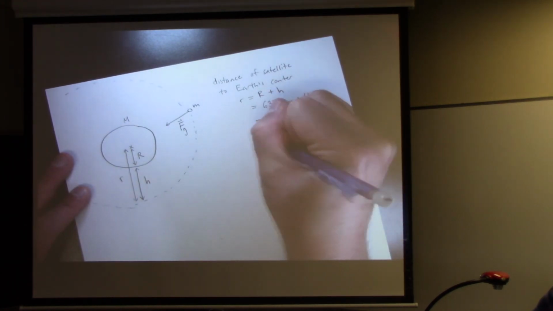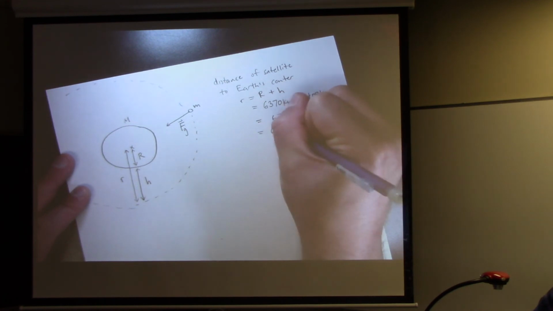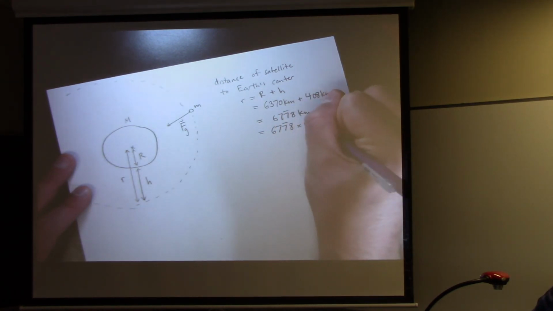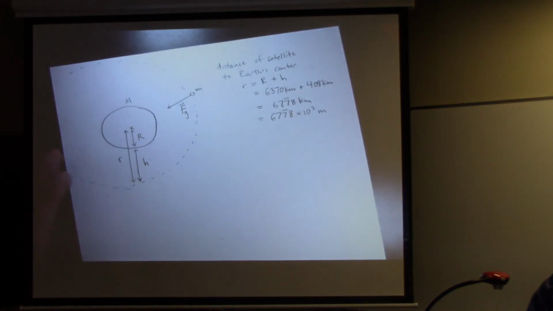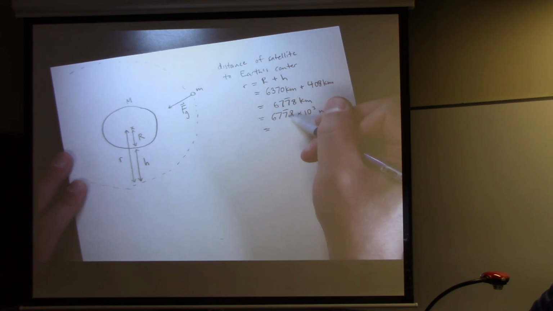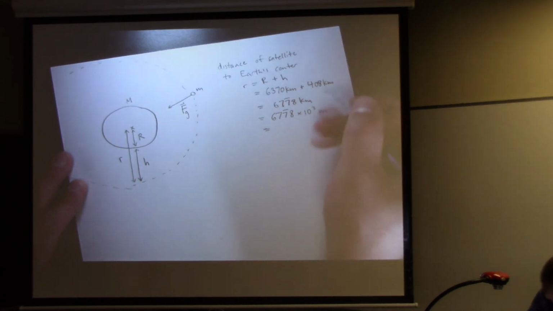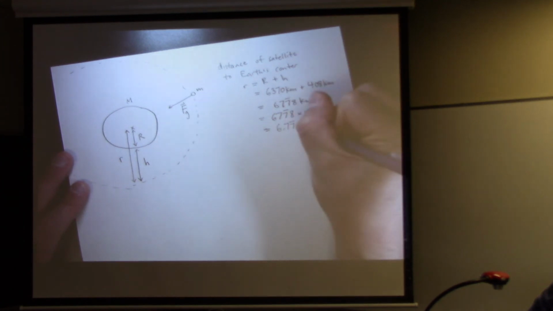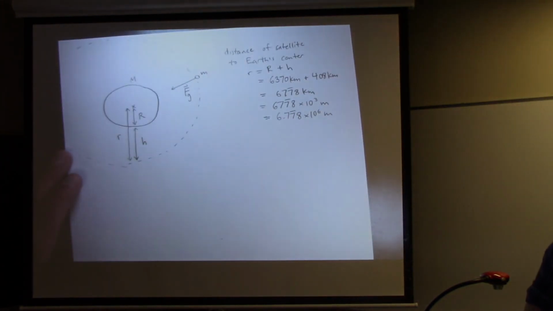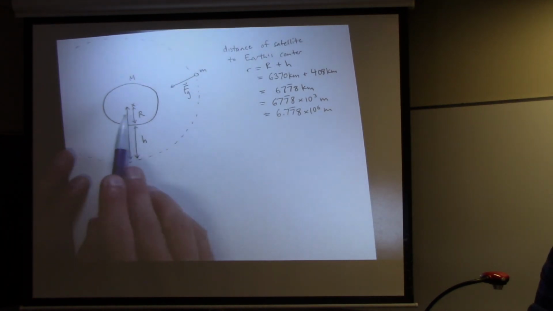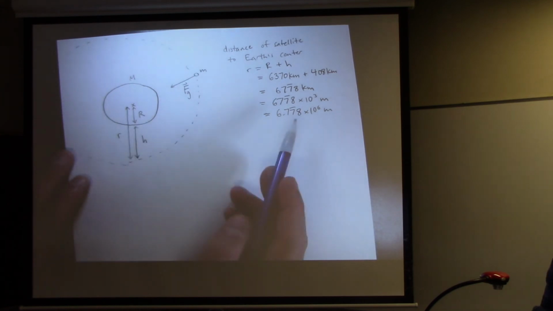Now a kilometer is just 10 to the 3 meters. And so 6,778 times 10 to the 3 is the same as 6.778 times 10 to the 6 meters. So this is an important number. We're going to refer to it a lot. This is the distance between the satellite and the center of the Earth. That's what we just found.